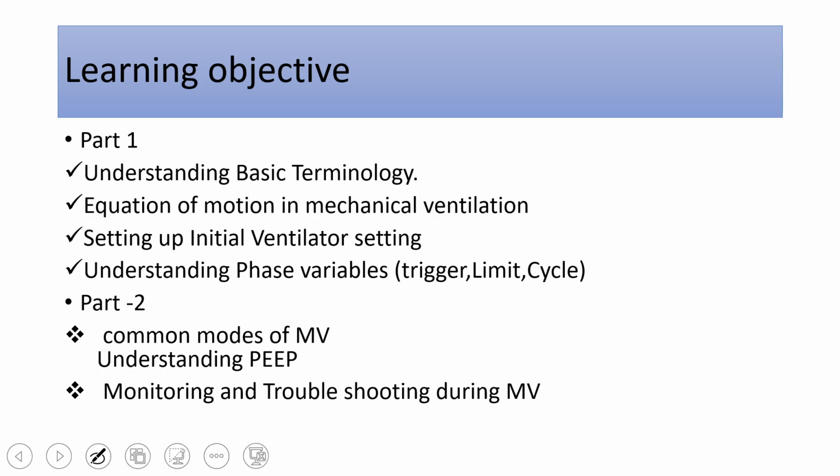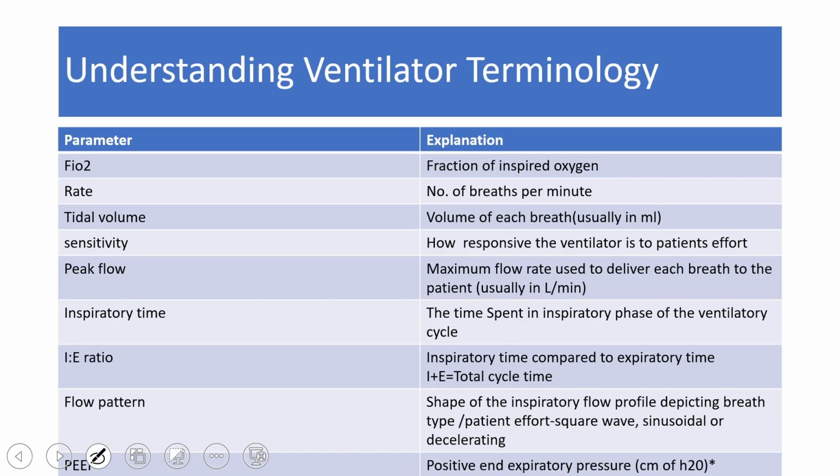How to set up the initial ventilator, what settings should be put on the patient, and understanding the phase variables, especially the trigger, limit, and cycle, and the baseline variable PEEP. So this will be discussed. In part 2, we'll go for the modes of mechanical ventilation, the advanced modes, and further understanding of PEEP, maybe monitoring and troubleshooting, and ventilator graphics. So let's start with the basic terminology first.